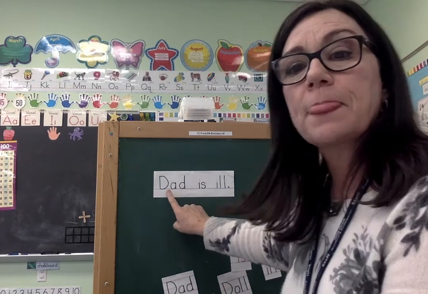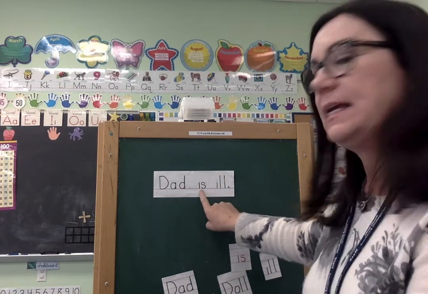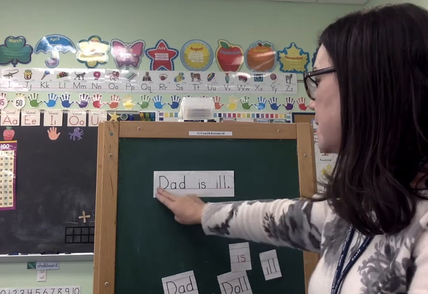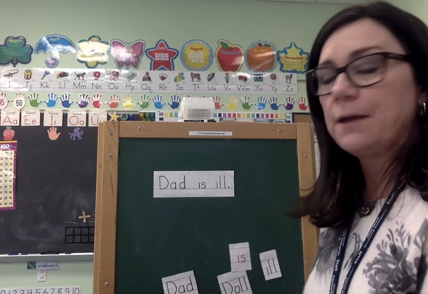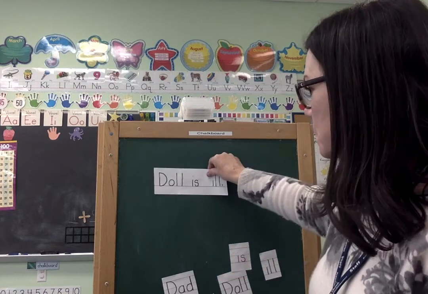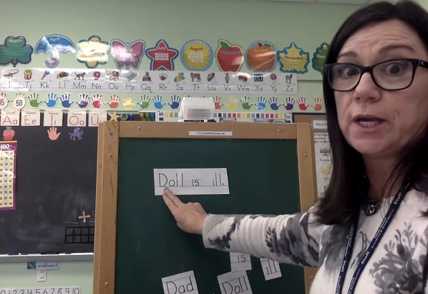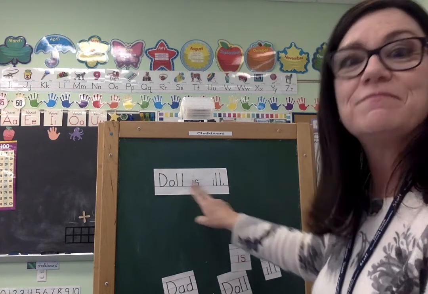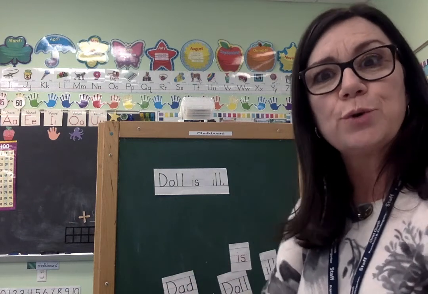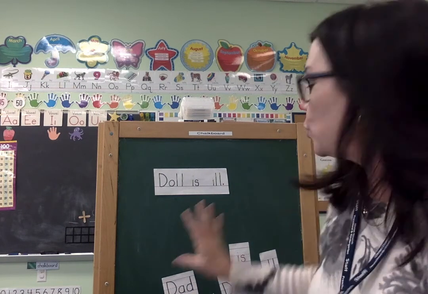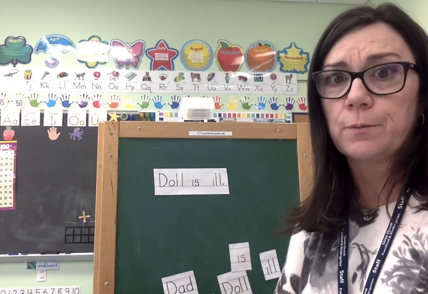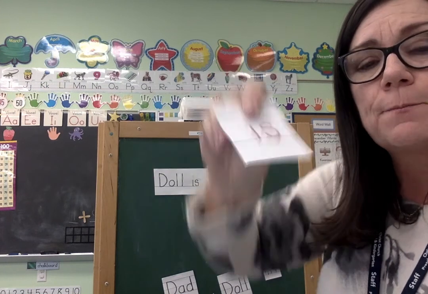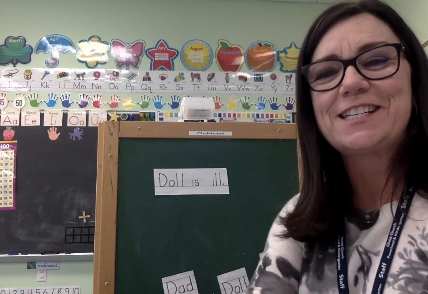All right, so let's read this one. Dad is, that's that word is, we're not sounding it out. Dad is ill. Dad is ill. Okay? All right. Here's our next one. Subject changed. Doll. Doll is ill. Doll is ill. So I want you to practice reading some of these words. You can make some of your own word cards based on the letters that we know and make your own sentences using our sight word is. So see if you can do that at home. Thanks for practicing some sentences with me.